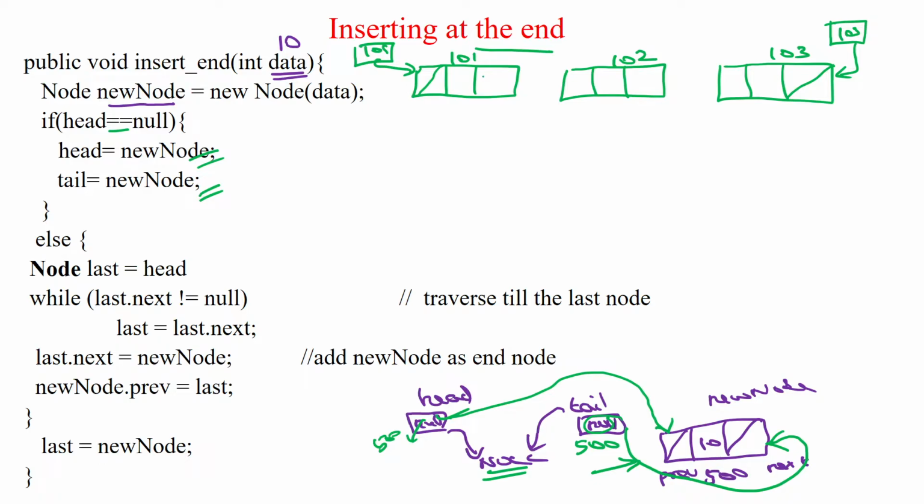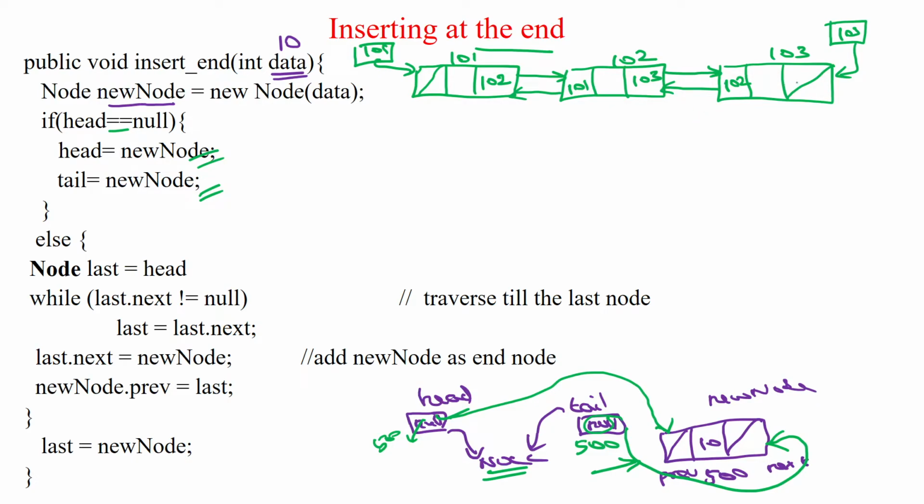The first node is representing the second node, so a link is created. Then 102 is representing the next node 103, so a link is created. Likewise the previous field of the second node is denoting the first node, so 101 is written here. The third node is representing the second node 102, so the backward direction link is created.